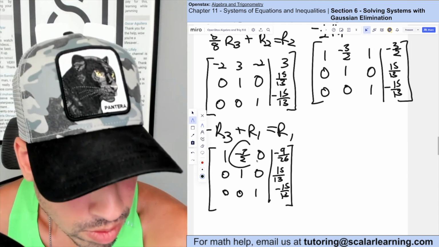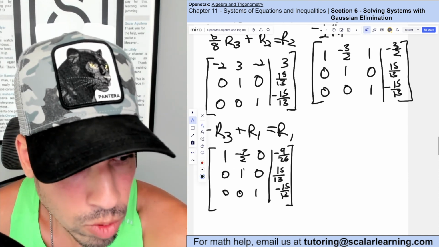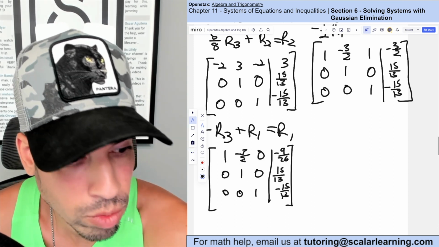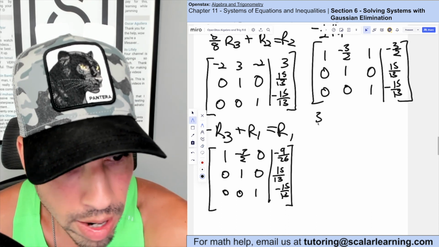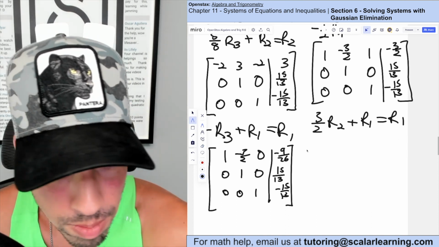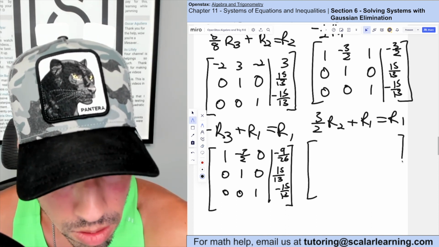Okay, last but not least, we have to flip that to 0. So I'm going to multiply row 2 by positive 3/2, because that's negative 3/2. I know it looks a little funky, but then we're going to add them together. So let's do that now. This is going to give me a new row 1. This will be the final step here. So let's check this out.